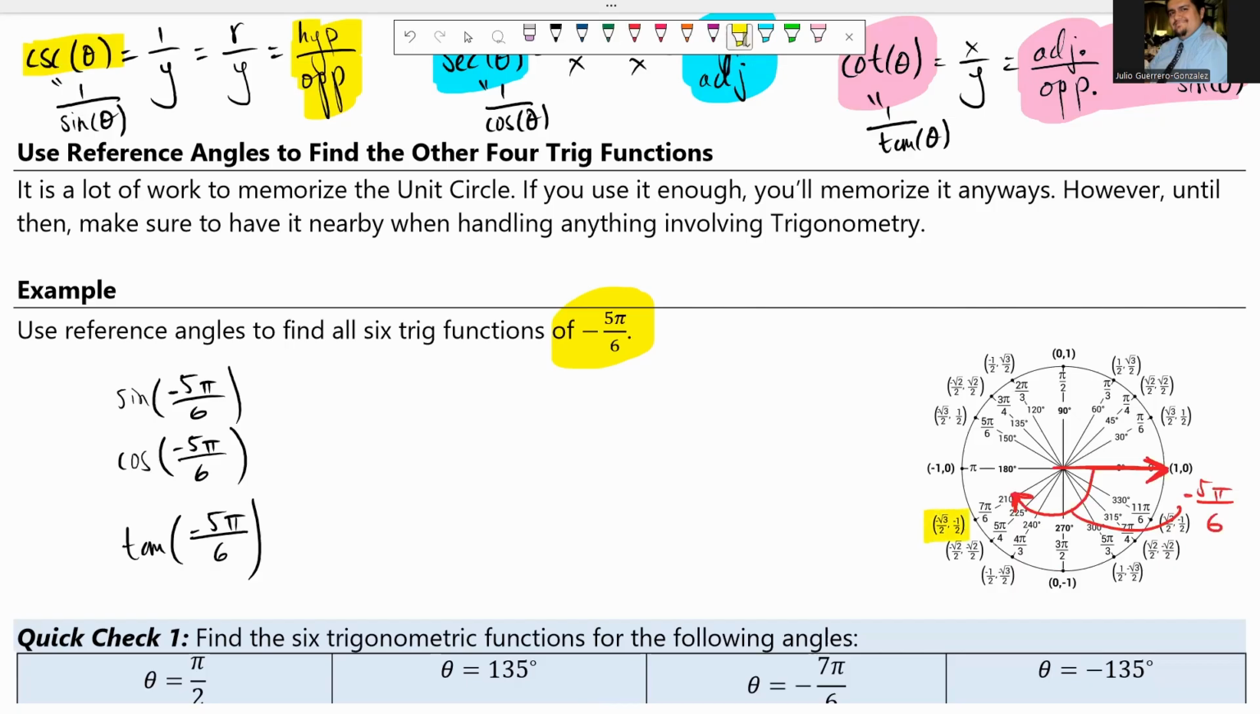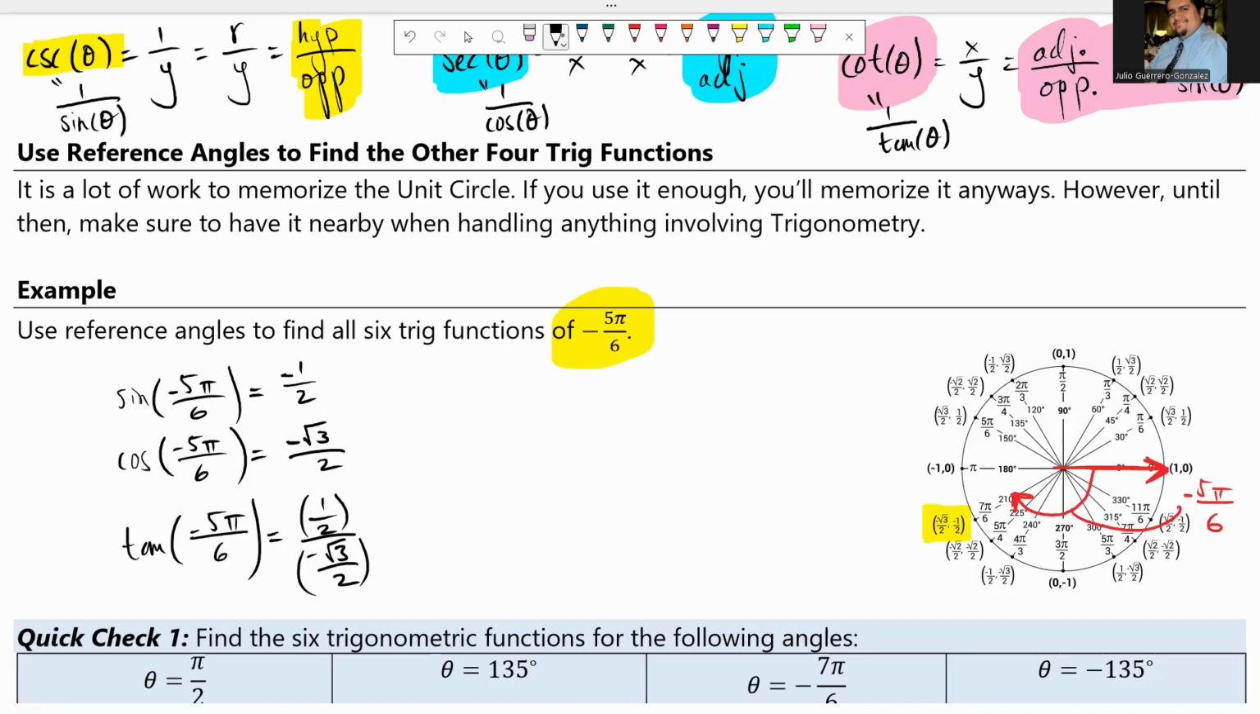We want to look at these two values right here. At this point, it's just matching them up. We know sine is the y portion, so that's going to be negative 1/2. The cosine is going to be the x portion, so negative root 3 over 2. And then the tangent is going to be the y divided by the x, so negative 1/2 divided by negative root 3 over 2. I'm going to put parentheses. There we go.